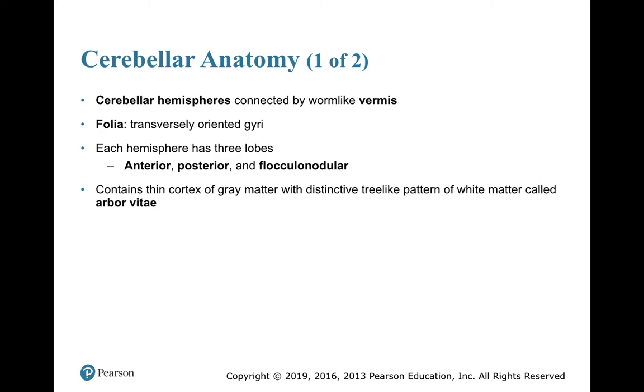It is divided into hemispheres. Those cerebellar hemispheres are connected by worm-looking things called vermis. There are folia, which are transversely oriented gyri. Each hemisphere is divided into three lobes: the anterior, posterior, and flocculonodular. It has a thin cortex of gray matter, and that gray matter is distributed in a distinctive tree-like pattern on top of the white matter, and collectively that is referred to as the arbor vitae, which literally means tree of life.